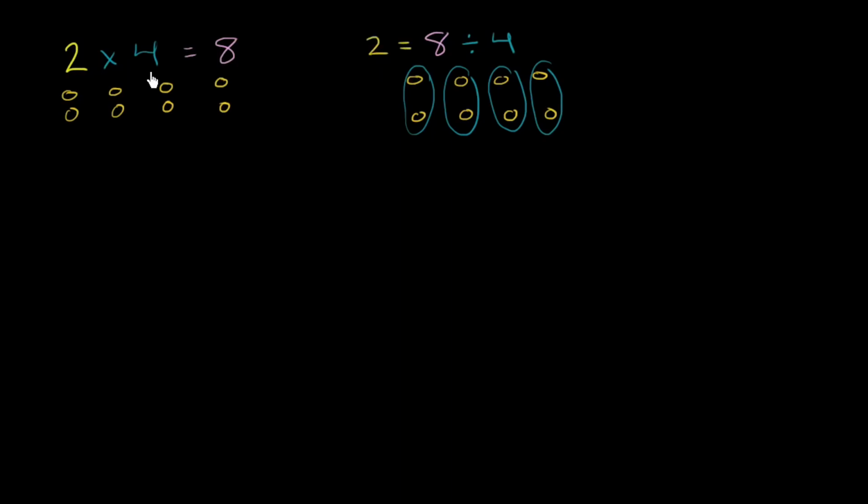So you probably see the relationship. 2 times 4 is 8, 8 divided by 4 is 2, and actually if we did 8 divided by 2, we would get 4. And this is generally true. If I have something times something else is equal to whatever the product is, if you take the product and divide by one of those 2 numbers, you'll get the other one. And that idea applies to fractions, and it actually makes a lot of sense with fractions.